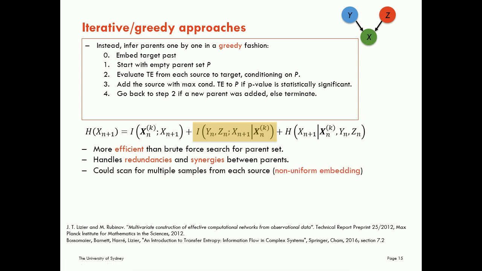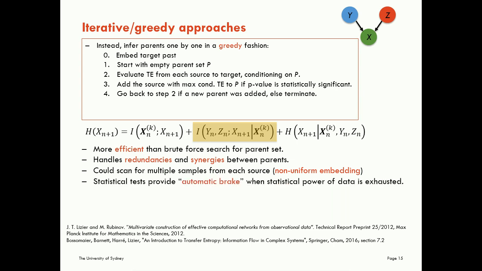What we could also do here is to scan for multiple samples from each source. In everything we've looked at, we've just considered looking at the previous time step. That's what we can see in our mathematics here. We're just looking at time step n for our sources to target n+1. We could scan across multiple time lags, and we can select multiple samples from each source as well in a non-uniform embedding that I'll show you in more detail later in this short video.